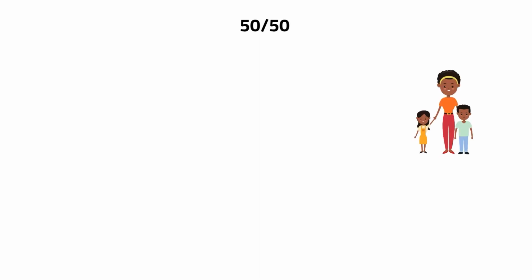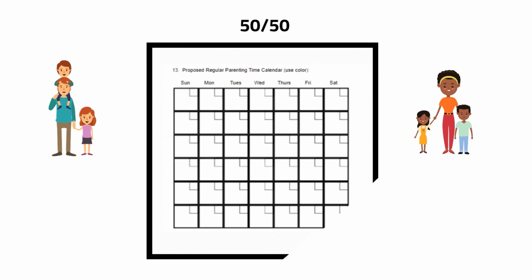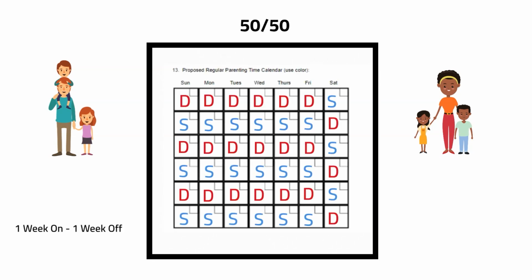With a 50-50 or a shared residency schedule, each parent gets equal time with the kids. A 1 week on, 1 week off schedule is popular with families whose children are school age. As you can see, the children stay for 1 whole week with one parent and then switch, in this case Fridays, after school, to the other parent.